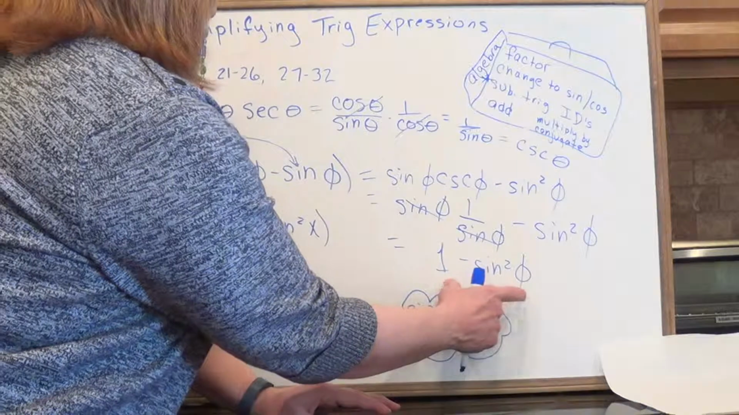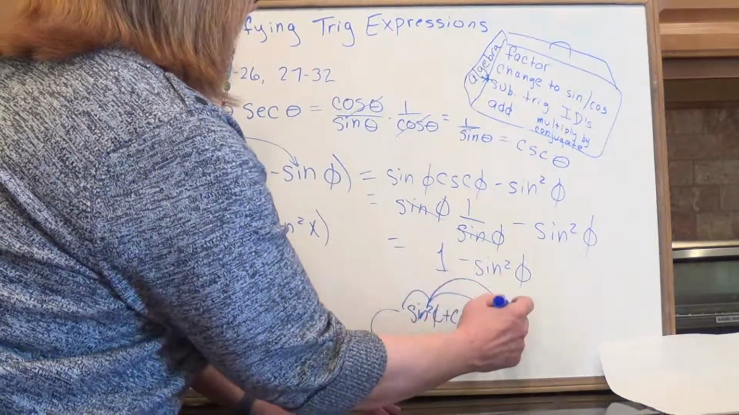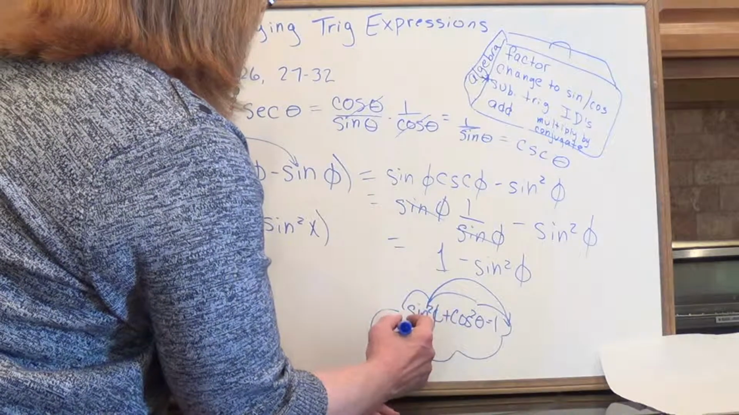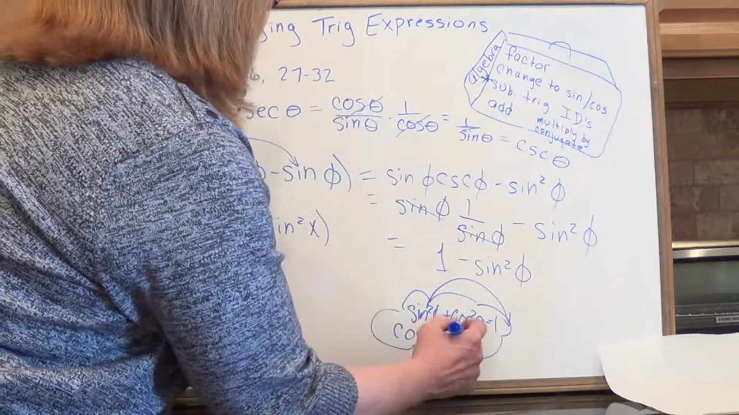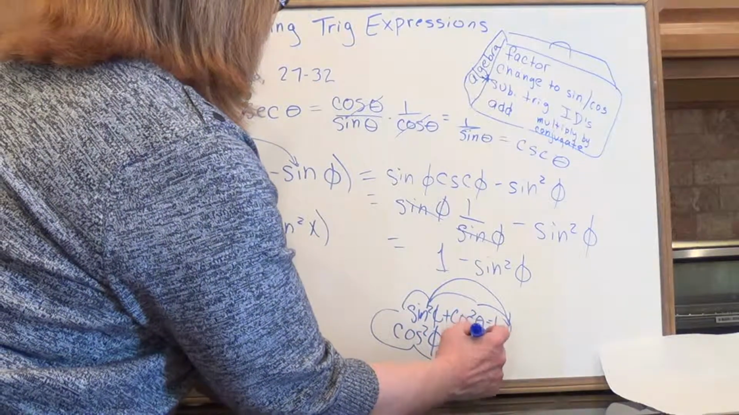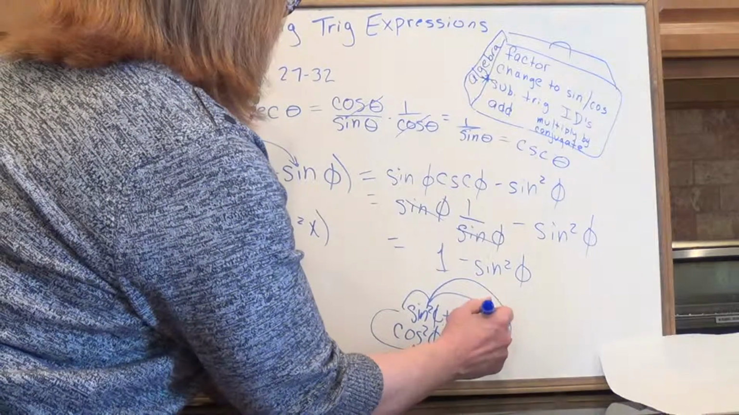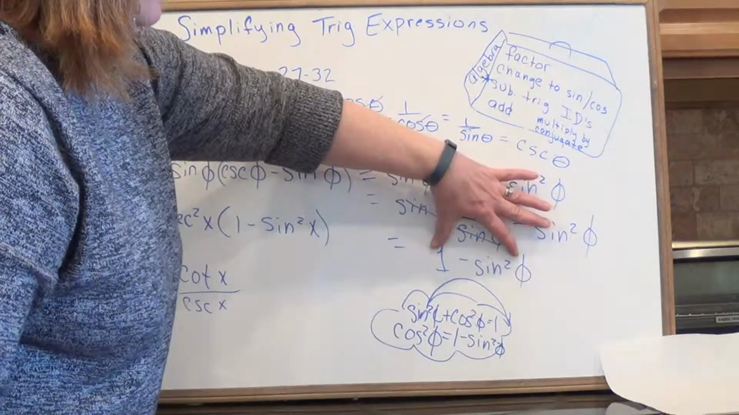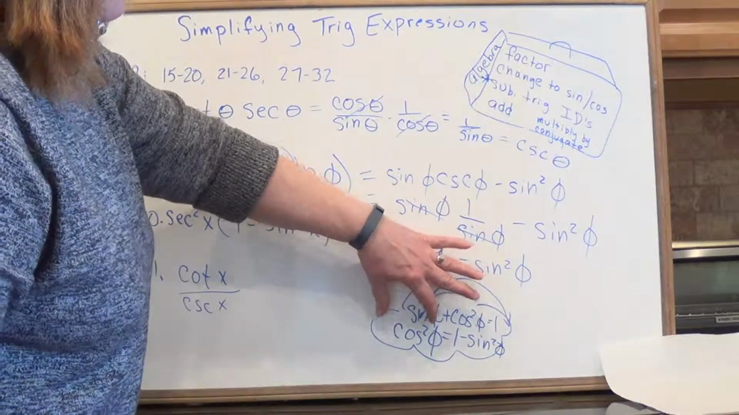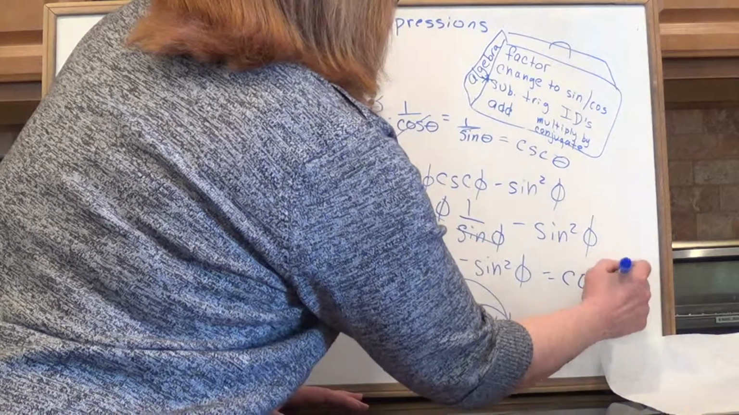But I want it to look like this before I can substitute. So I'm going to move the sine squared over in my mind. And I get cosine squared equals 1 minus sine squared. Can't get my thetas out of here. Alright. So now 1 minus sine squared matches that, so I can substitute the equivalent, cosine squared phi.